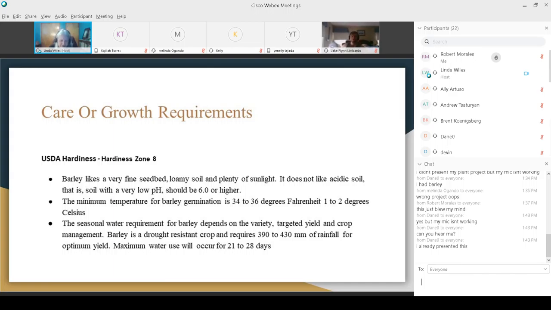It needs a very fine seedbed, loamy soil, and plenty of sunlight. It prefers a more alkaline or neutral pH, so you don't want as low as a 6, which is closer to general gardening. Minimum temperature is 34 to 36 degrees Fahrenheit. Seasonal water requirement for barley depends on the variety. It tends to be drought resistant, which is convenient. Your maximum water use will occur for 21 to 28 days during seed heading or spikelet formation.